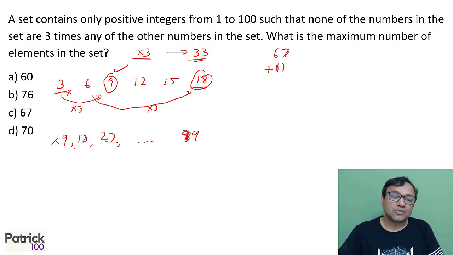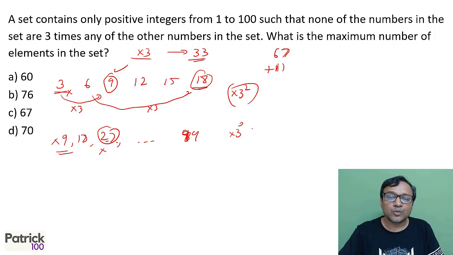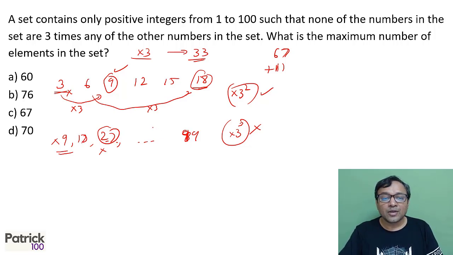But again, there's a problem. If I include 9, I can't include 27. So here I have included all multiples of 3 square. So now I have to exclude all multiples of 3 cube. This I have to include, this I have to exclude. Because if 9 is there, 27 cannot be there. 18 is there, 54 cannot be there. So there are 3 such numbers. I have to remove those 3.